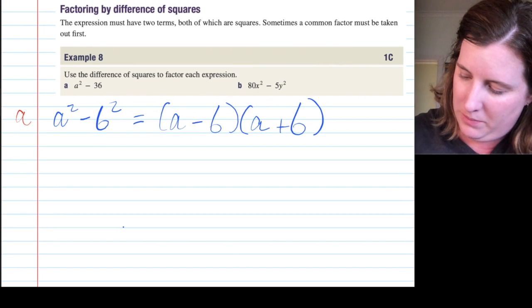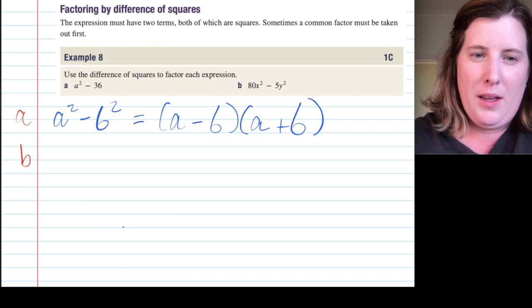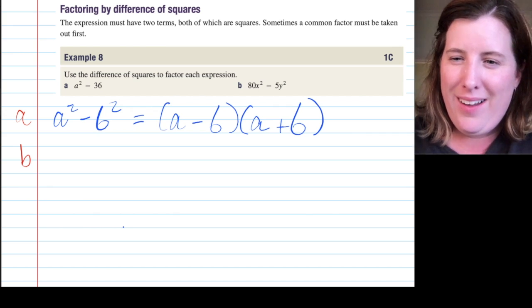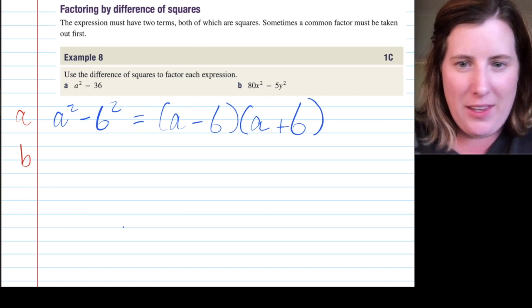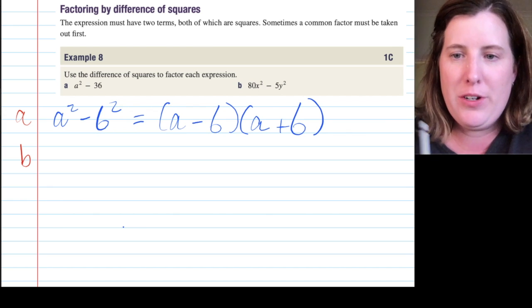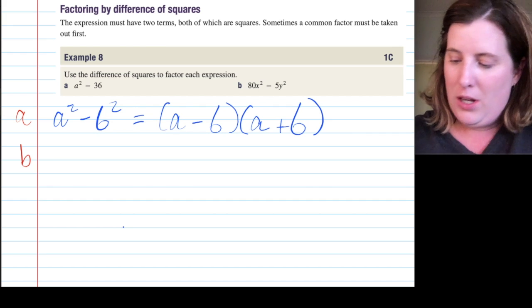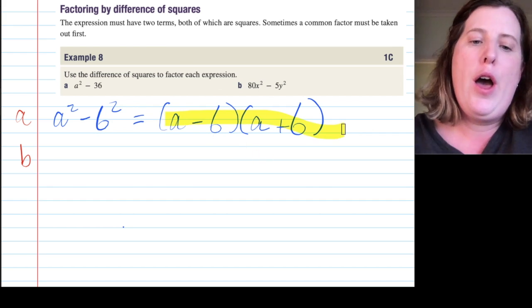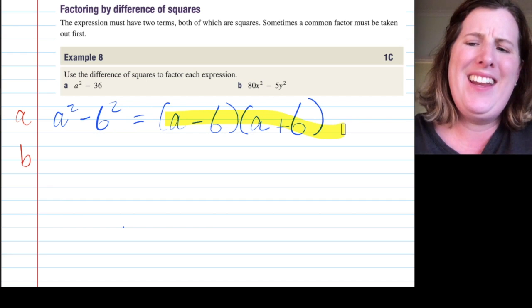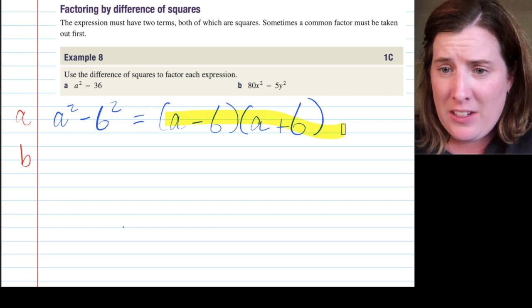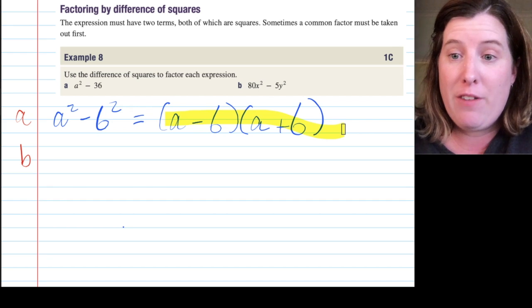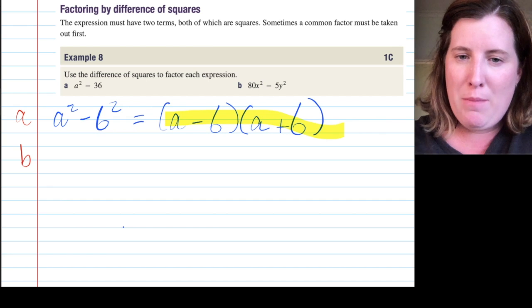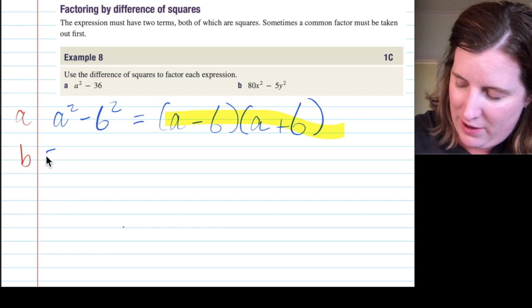Next question: it's 80x squared take 5y squared. The x squared and y squared with the minus in the middle tells me we're going to factorize by doing the difference of squares. But the 80 and the 5 are putting me off. But there is a highest common factor: 5 goes into both 80 and 5. So why don't I take 5 out the front first to make my life easier?